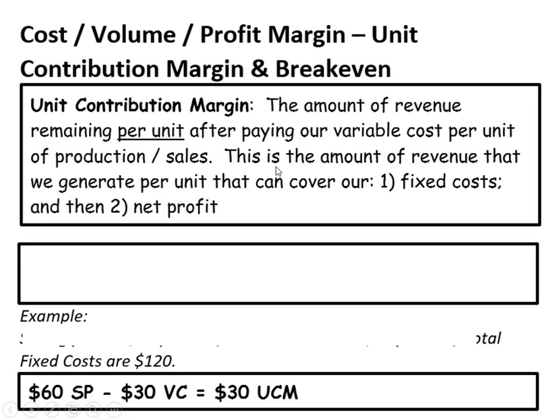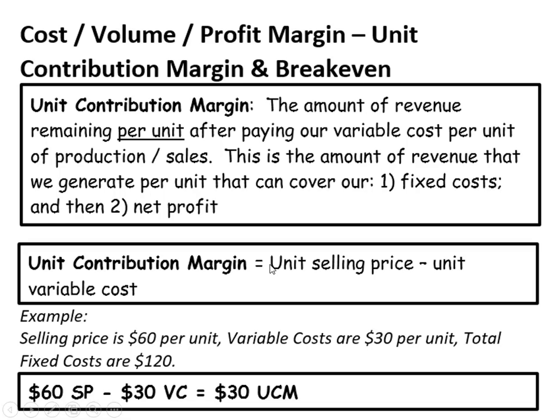In effect, this unit contribution margin is the amount of revenue that we generate, again, per unit, that will cover, first of all, our fixed costs, and then number two, after we've covered our fixed cost, it will then generate or contribute to net profit. Now, the unit contribution margin is a very simple calculation, and it is our unit selling price minus the unit variable cost. So it's the selling price per unit minus the variable cost per unit.